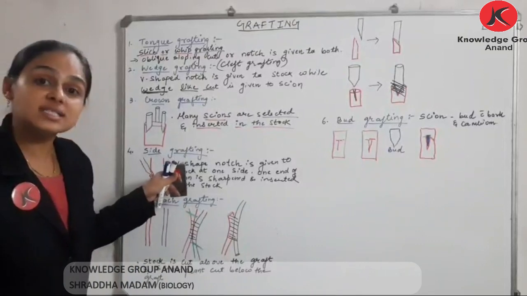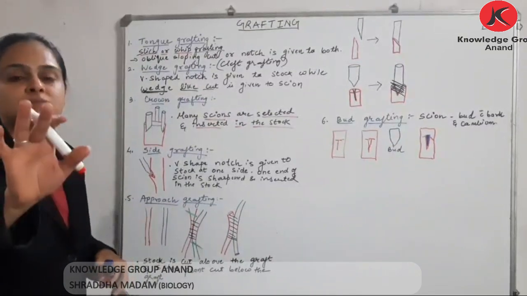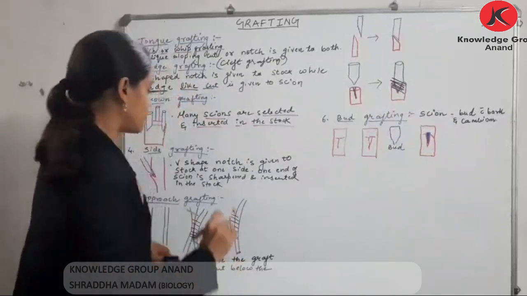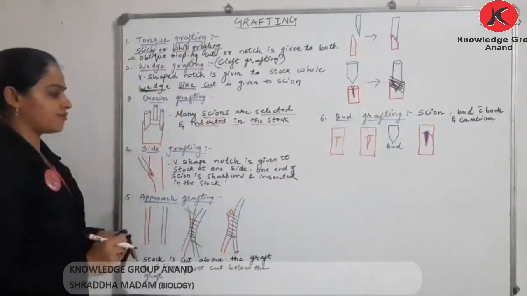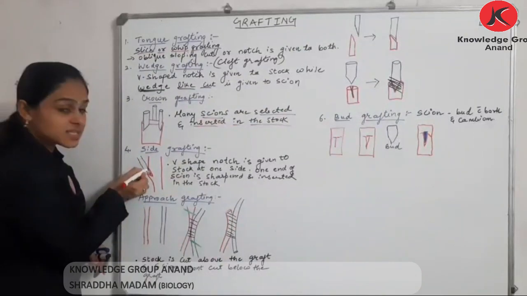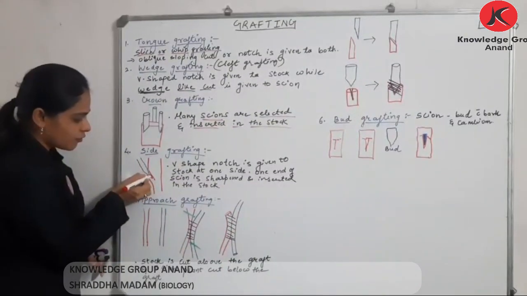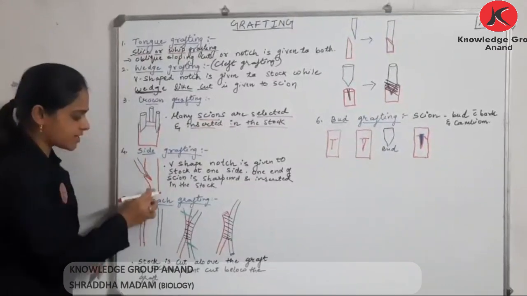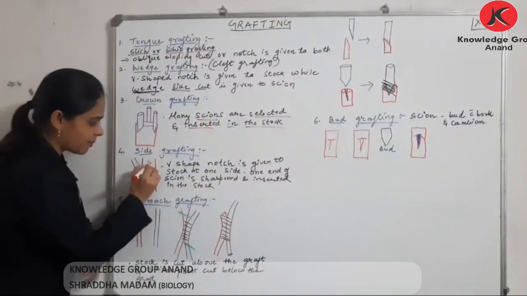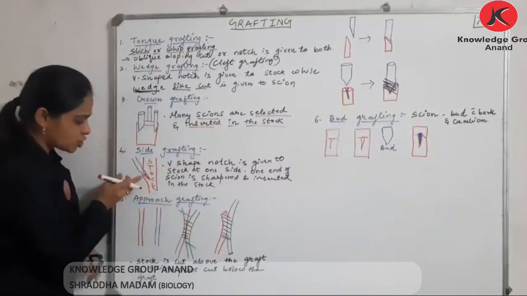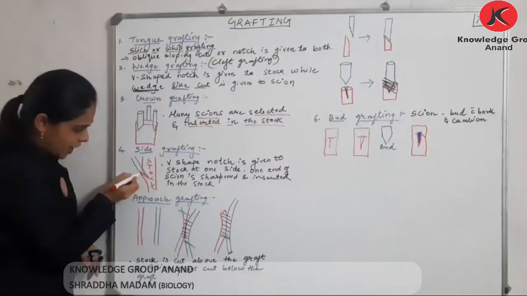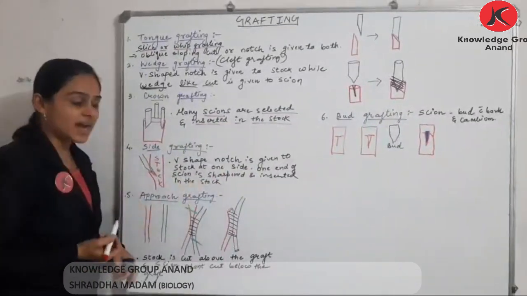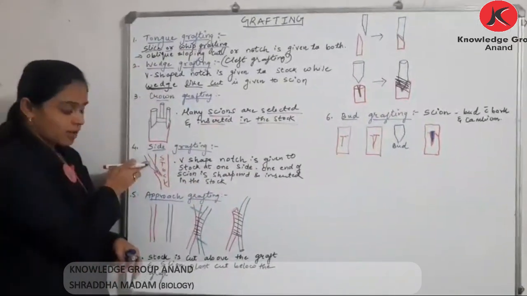Then comes your side grafting. As the name suggests, something should be done on the side, right? So if you are talking about side grafting, then once again as you can see over here, a V-shaped notch is given to your stock. This is your stock. A V-shaped cut is given on the side of the stock, a V-shaped notch at one side. Yes or no? Now this is the scion, right?